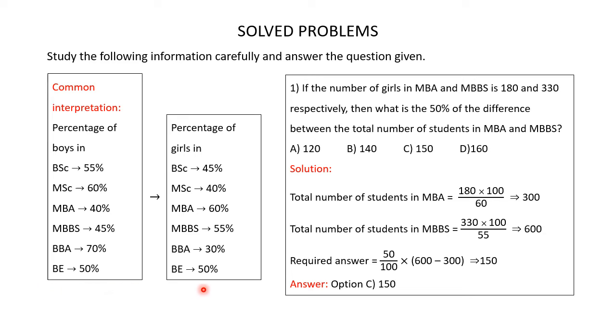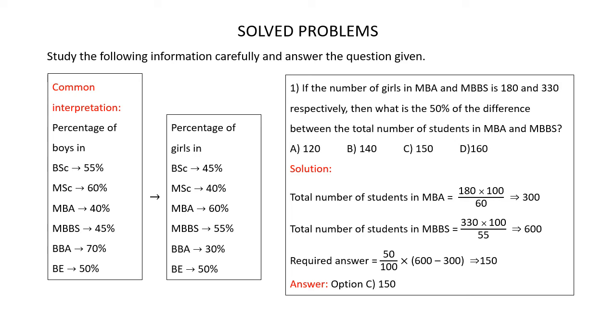Based on this information from the common interpretation of the data from the given radar graph, let's answer the given question. If the number of girls in MBA and MBBS is 180 and 330 respectively, then what is the 50% of the difference between the total number of students in MBA and MBBS? You're given 4 options here and you have to find out which of these options is the correct one.